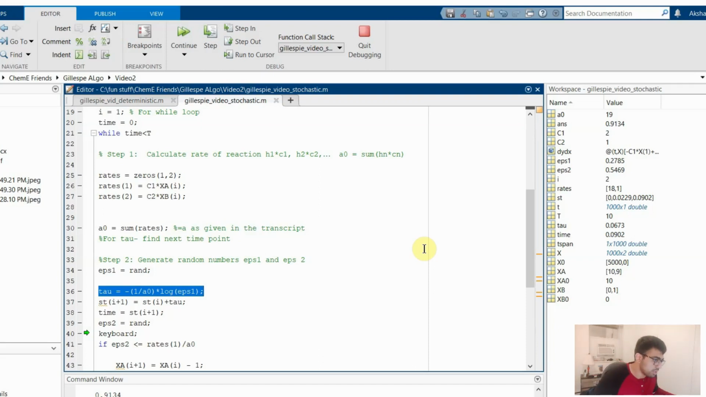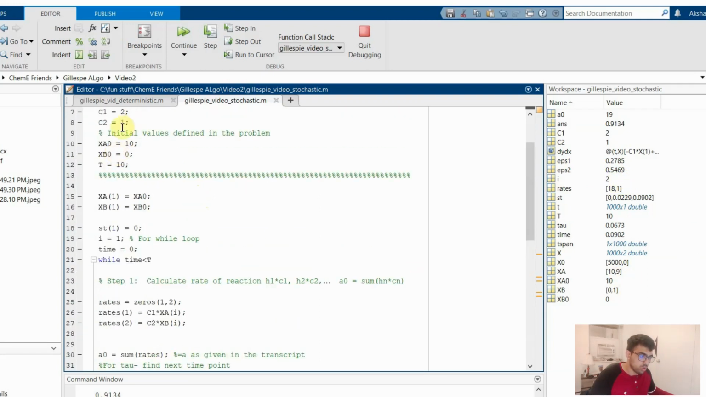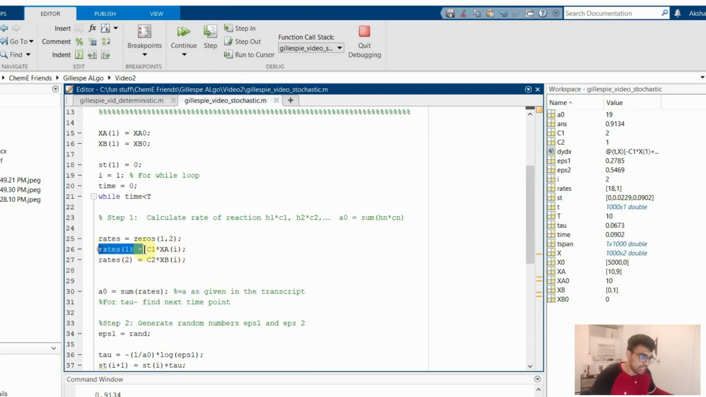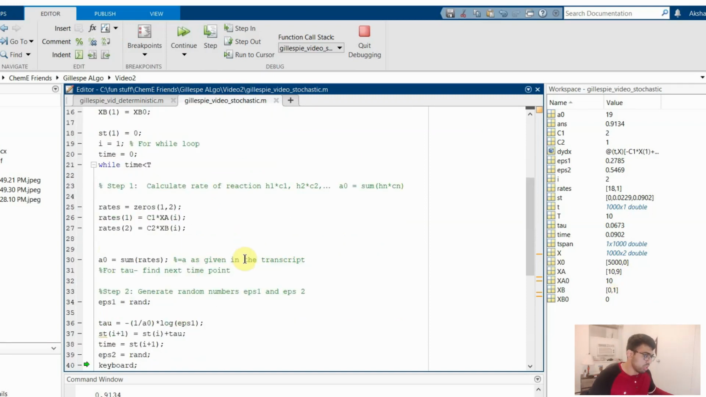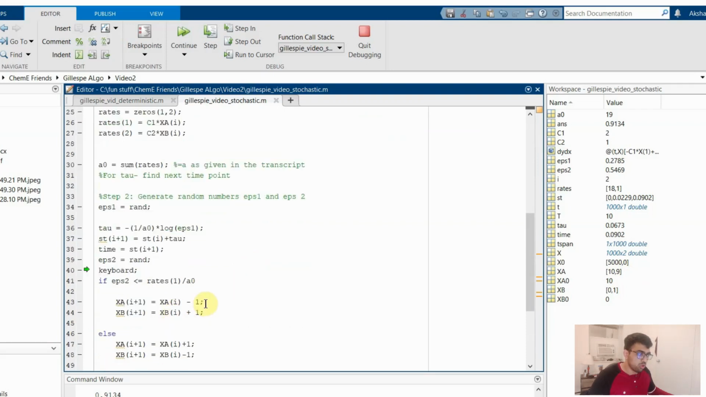And two reactions will take place. And again, epsilon 2 is 0.5469. We know C1 is 2 into 9, so rates of 1 is 18, and rates of 2 is equal to 1 into 1, because there's only one molecule of XB. So there is still more probability of the first reaction occurring, which is from A to B and not vice versa. The second reaction would be possible if and only if epsilon 2 was greater than, say, 18 over 19.